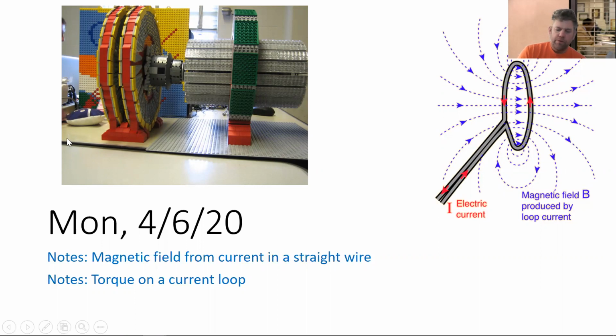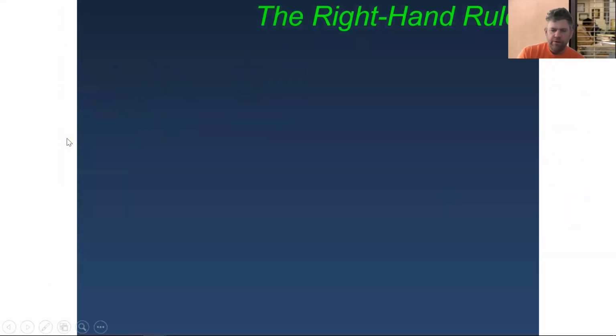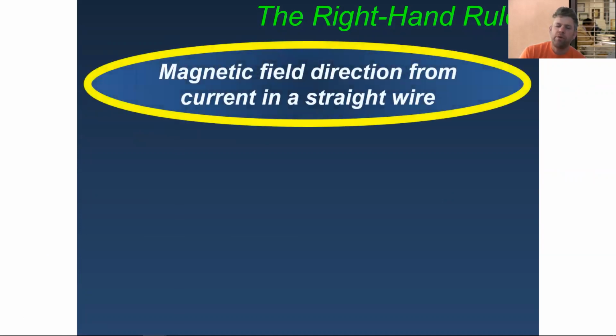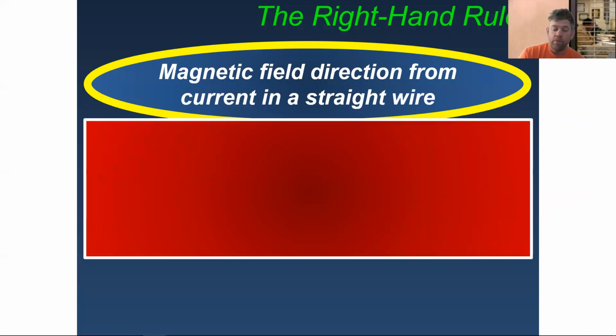So as you can see, first thing out here is we have a little bit of a variation on the right-hand rule now, okay? What you're going to see is we just change the application of it. So instead of just using it to figure out where the magnetic force is, we can figure out the magnetic field direction as well. In this case, we're going to use the magnetic field direction from current in a straight wire.